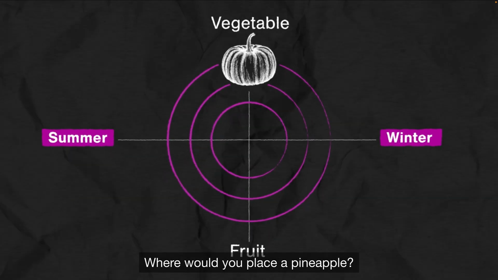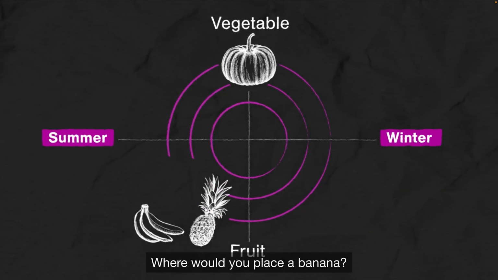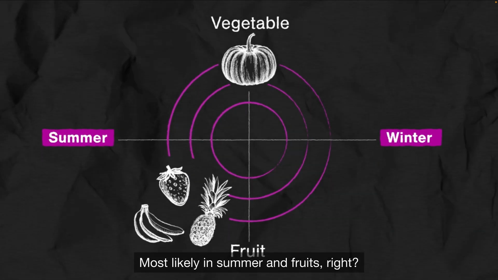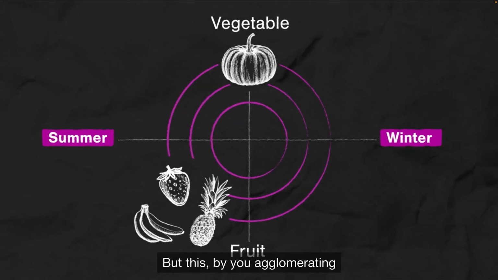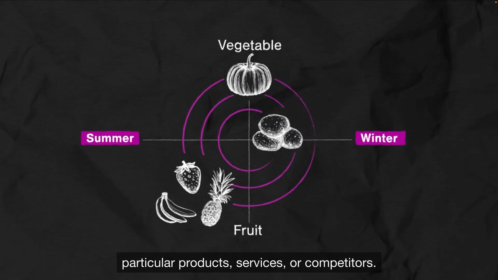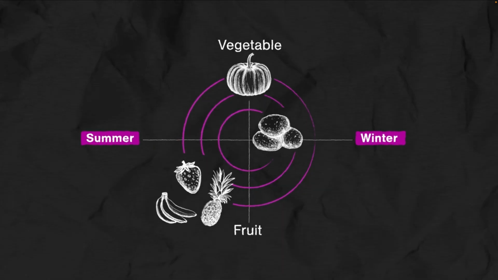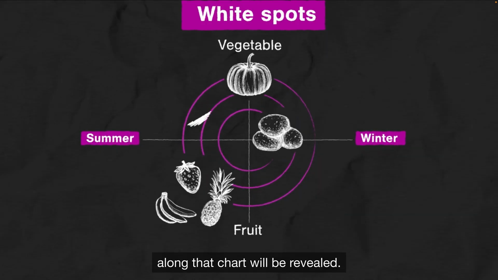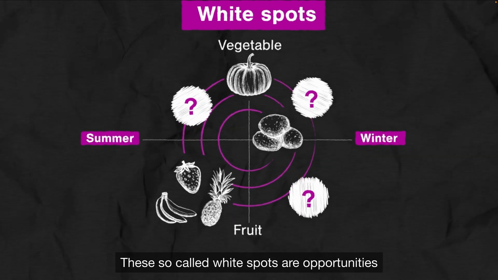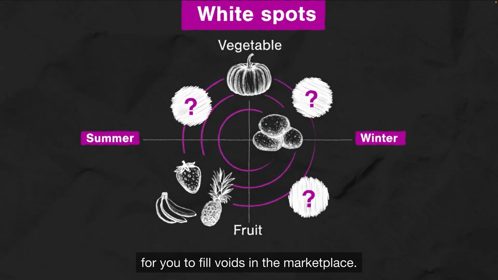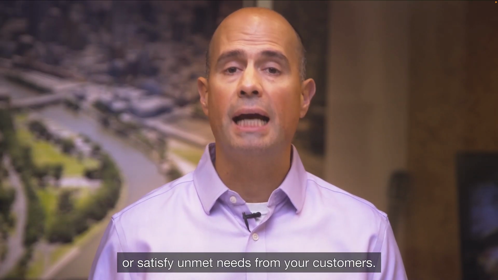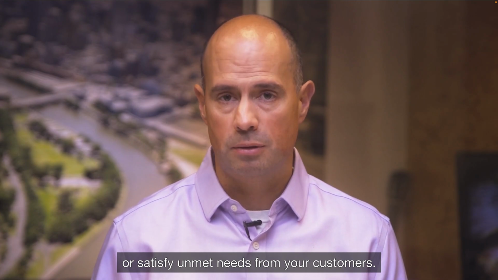So you would place it somewhere in the middle. Where would you place a pineapple? Where would you place a banana? Where would you place a strawberry? Most likely in summer and fruits, right? But by agglomerating particular products, services, or competitors, white spots along that chart will be revealed. These so-called white spots are opportunities for you to fill voids in the marketplace, for you to fill or satisfy unmet needs from your customers.